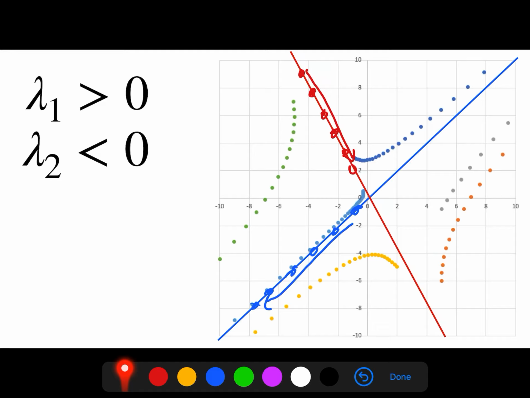Okay, now finally, what happens if they're both negative? Well, if they're both negative, what happened there?